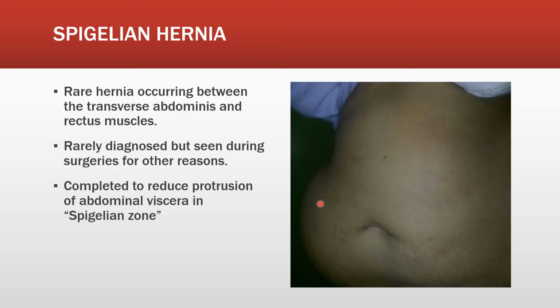As you can see, this patient's here is on that lower flank through that abdominis muscle. So quite often when we are in a laparoscopy case, oftentimes for a chole or an inguinal hernia repair, is when we will be able to view the inside of that flank wall, and that's when we'll see these and sometimes repair those as well. They are completed to reduce protrusion of the abdominal viscera in what we call the Spigelian zone. I will tell you, in my career, I've probably only done about 2 or 3 of these, so they are incredibly rare. But we do see them every once in a while.